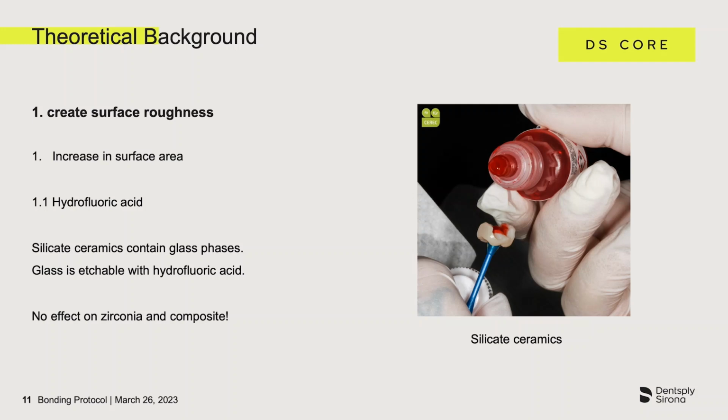Now let's take a look at which agent is suitable for which substrate in order to increase the surface area in this material by creating micro retentions. Hydrofluoric acid is a potent agent used to achieve micro roughness in glass. Therefore, hydrofluoric acid is the agent of choice for roughening the surface of silicate ceramics, which contain a glass phase as an elementary component. Hydrofluoric acid has no effect on the surface of zirconium oxide and composites.